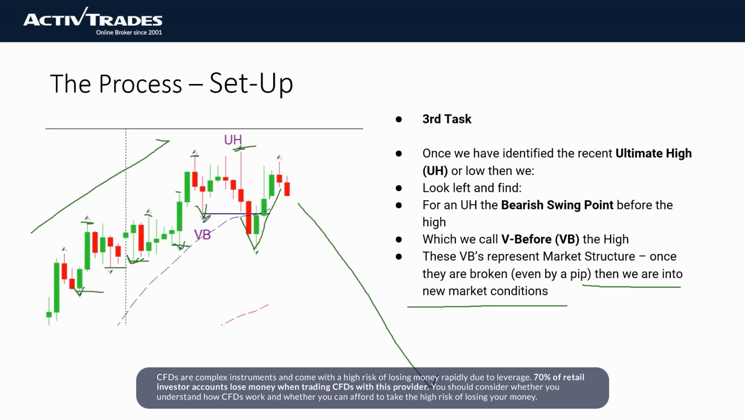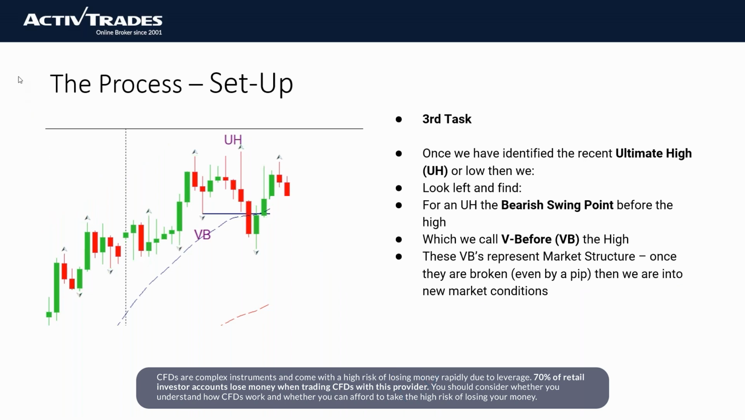The whole idea is that once price trades through that VB, basically it's triggering those orders. We are into a new market environment and we should get ready for a possible reversal. We're looking to use market structure to identify the opportunity for a reversal that allows us to make our move. We'll look at this in a little more detail over the next few slides.